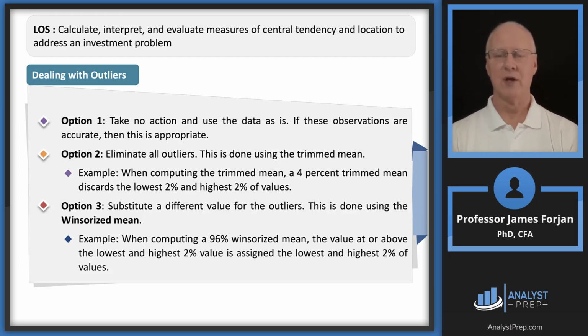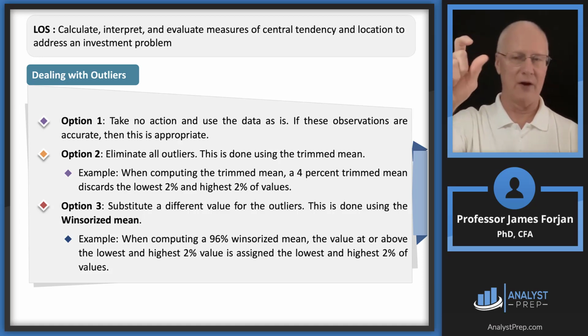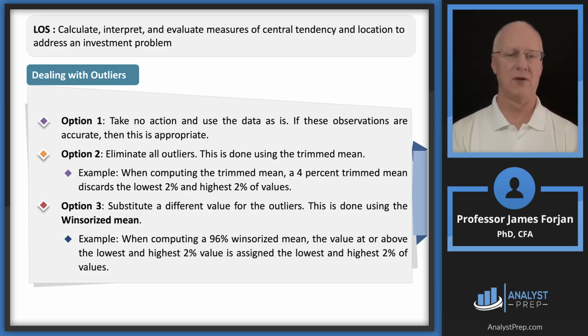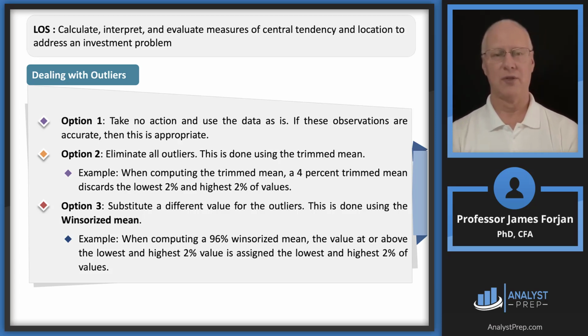Suppose that you have, let's just do 100. Suppose you have 100 of them and 97 of them are clustered within some reasonable range. But then you have 2 outliers up here and 1 down at the bottom. What do you do with those outliers?